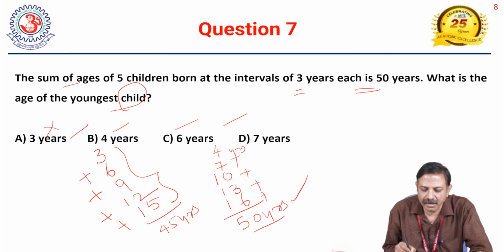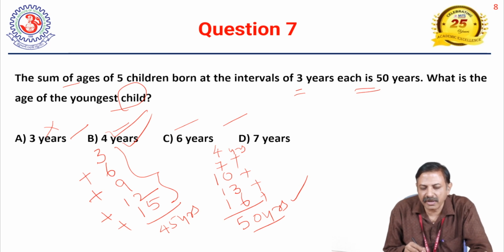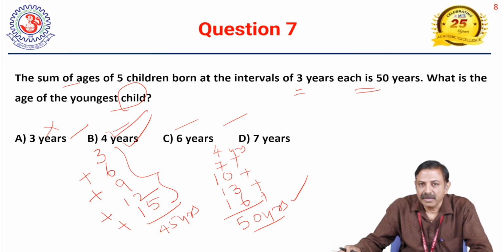So what is the meaning of this? The youngest child is definitely 4 years, because the remaining children are born at an interval of 3 years. Hope it is clear to all. Let me go to the next one.